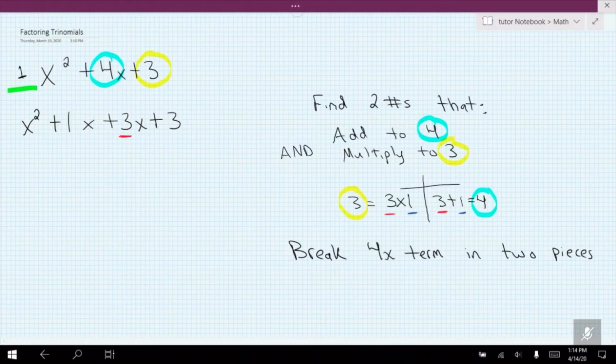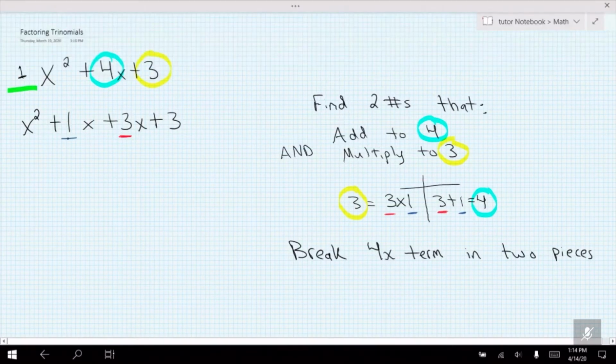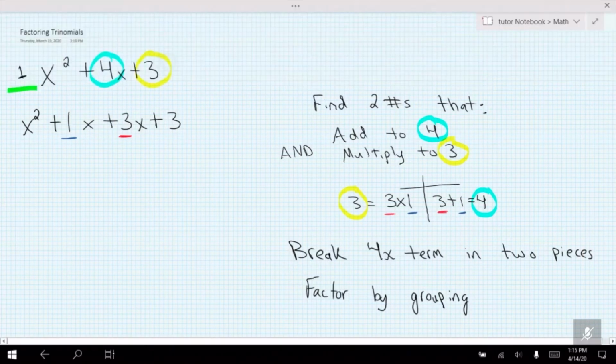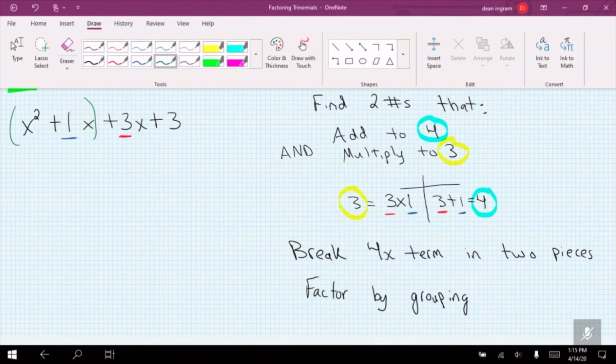So what we've done is we've turned our trinomial into a polynomial of 4 terms. And with a polynomial of 4 terms, the common technique that's used to factor it is factoring by grouping. And that's the technique that we're going to be looking to implement here. So we want to break up our polynomial of 4 terms into two groups of 2 terms. And you'll see those here in green and orange parentheses.